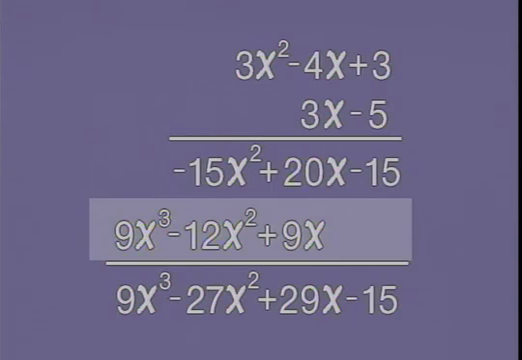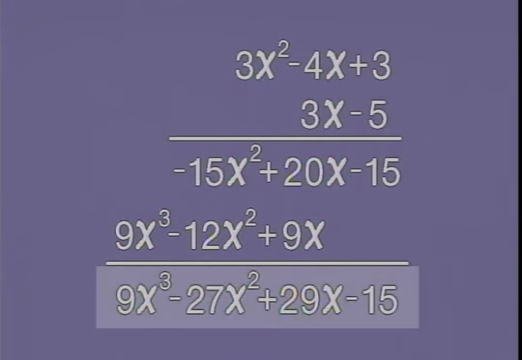Now, just as you did in 4th grade, we add down the columns. And we already saw we know how to add polynomials, so we just write the answer, 9x cubed minus 27x squared plus 29x minus 15. What should we do next? If you've been paying attention, you know that we should check.